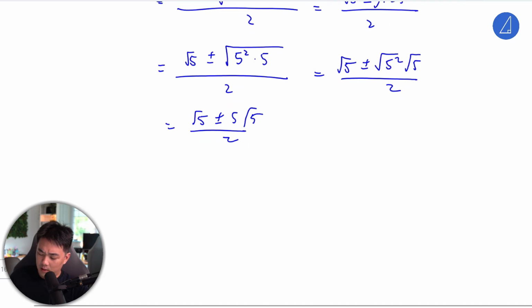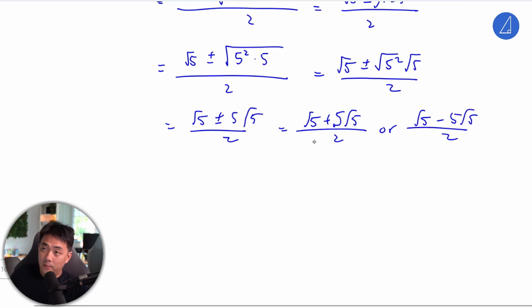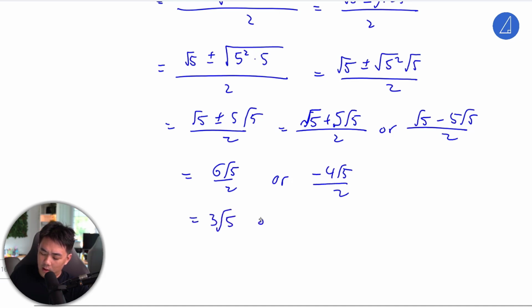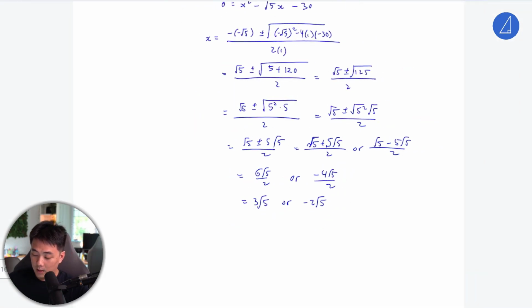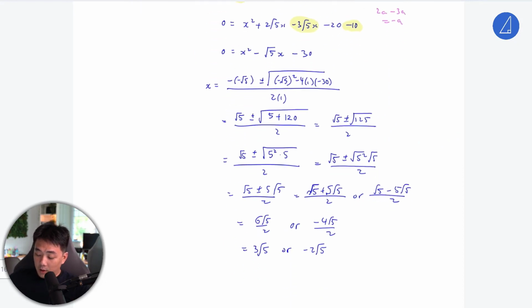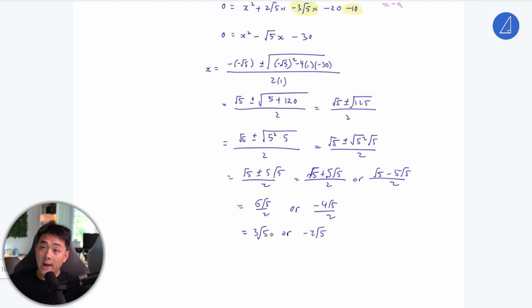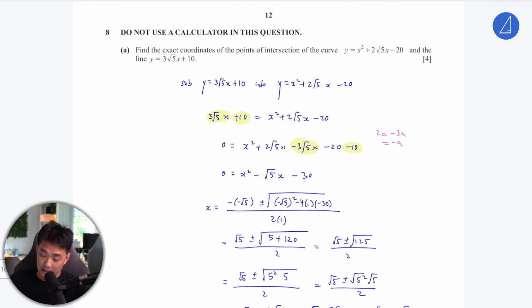So essentially it will be root 5 plus 5 root 5, or root 5 minus 5 root 5, over 2. So 5 root 5 plus 1 root 5, that will be 6 root 5, right? Then after which, we have got negative 4 root 5. So when you simplify them, this will be 3 root 5 or negative 2 root 5. Okay, pretty okay, I think. Then I think that is pretty okay, because once you've gotten the x, you replace it back into the y, it will be much easier.